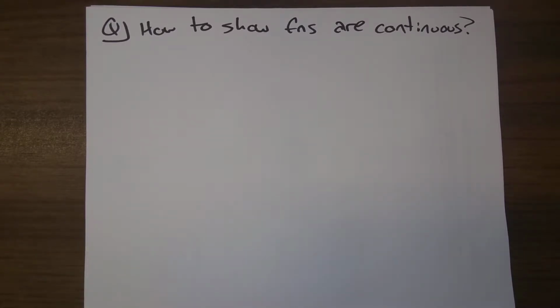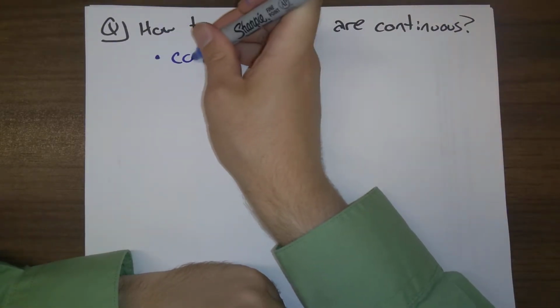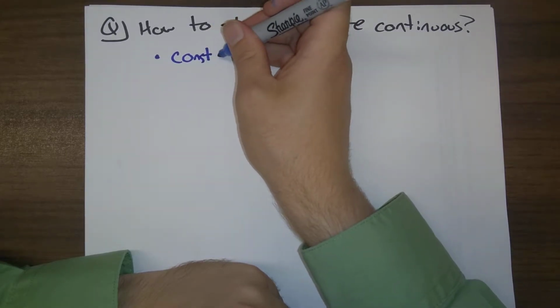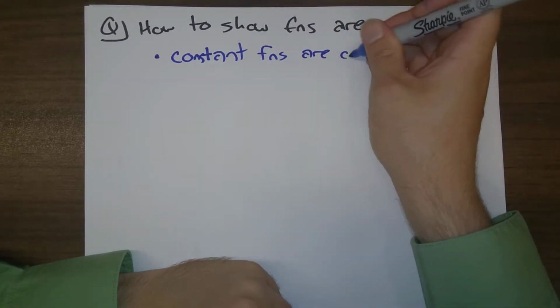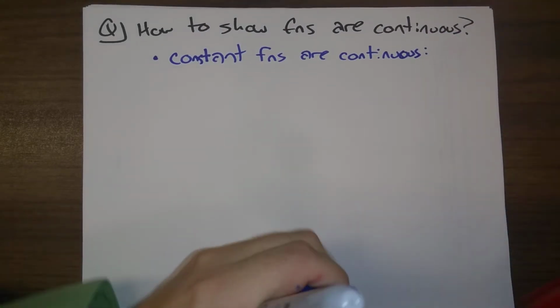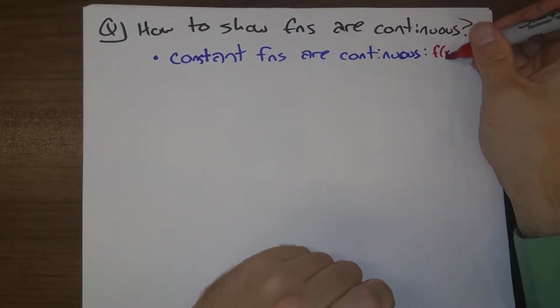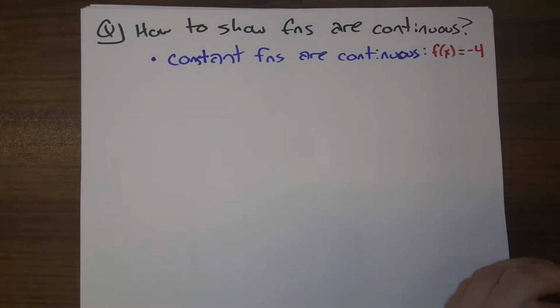But we don't always want to check that the function is continuous from the definition every single time. And so we want to look for shortcuts, and we have the following shortcuts. First, the book discusses, I didn't do it in this video, that constant functions are continuous. So for example, f of x equals minus 4 is a constant function, that's continuous everywhere.